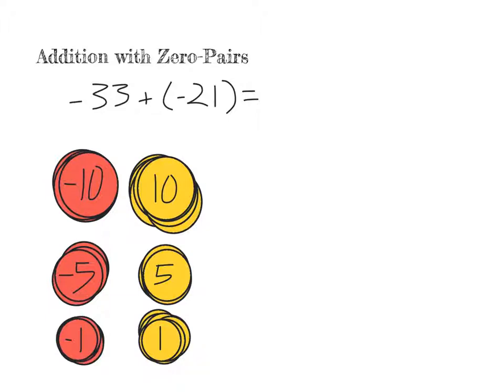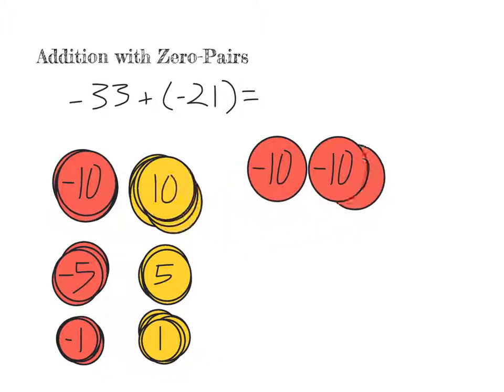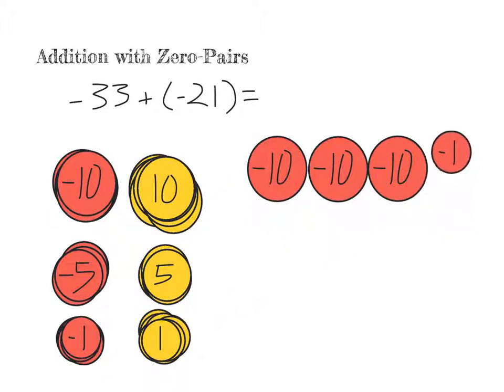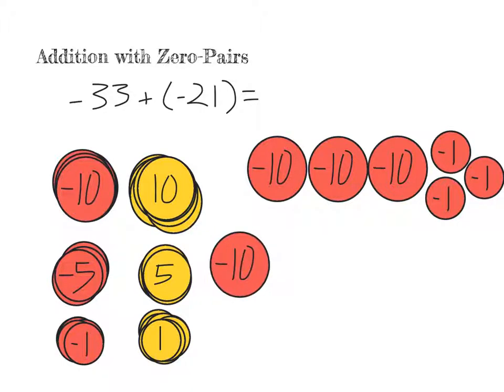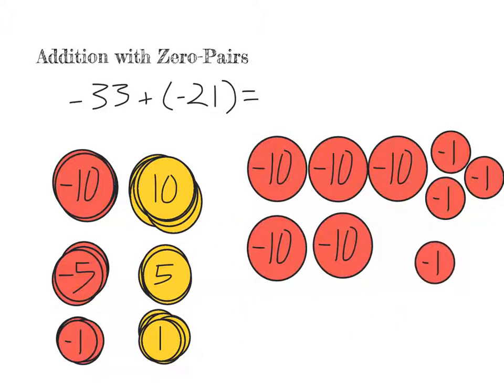Now, what happens when we combine two negative numbers? In this number sentence, I have negative 33 plus a negative 21. So just like before, I'm going to model both of those numbers with my counters. So let's do negative 33. So here's negative 10. Another negative 10 makes negative 20. Third negative 10 makes negative 30. And then 3 negative 1s will be negative 33. Then I need to add to that a negative 21. So I need 2 more negative 10s and 1 more negative 1.